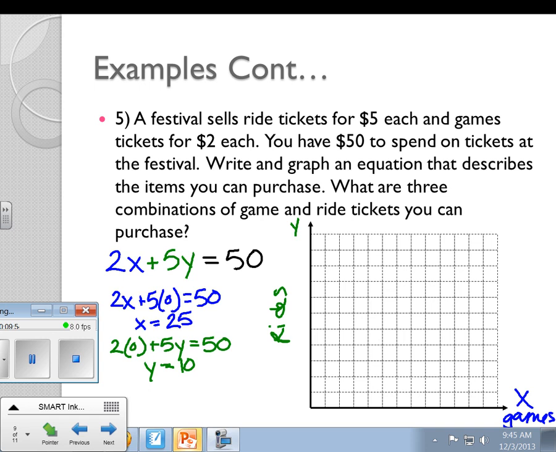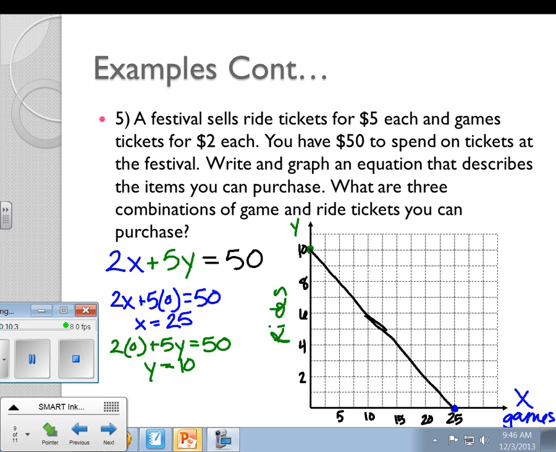So I'm going to make my intervals right now. I'm going to go, let's see, 5, 10, 15, 20, 25. I know that right here at 25 is my x-intercept, and then for my y, I'm going to go 2, 4, 6, 8, 10, and I know that 10 here is the y-intercept, and so I can connect those points. That would be the line. Oop, should be a straight line here.